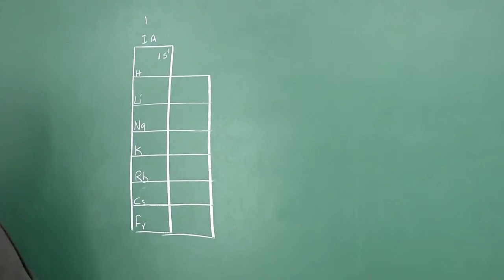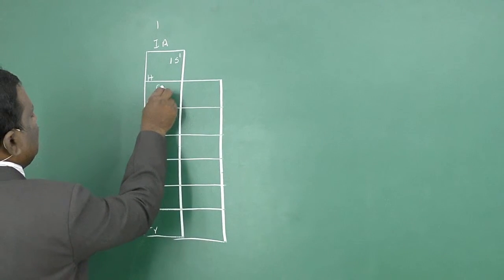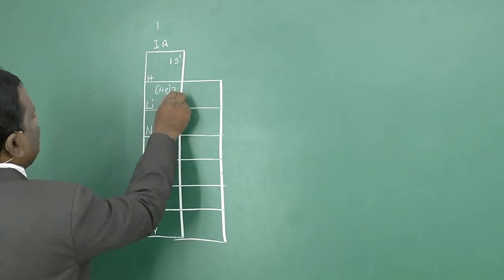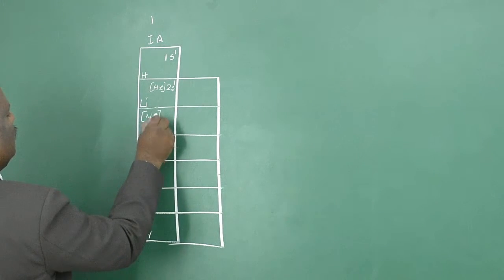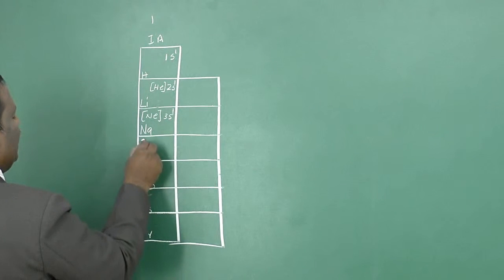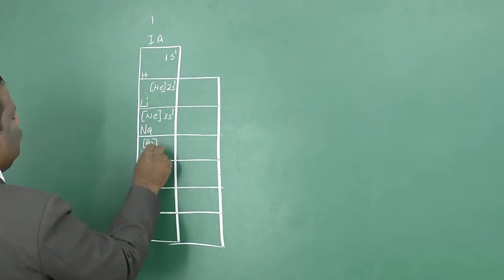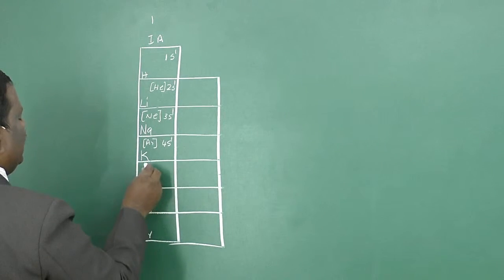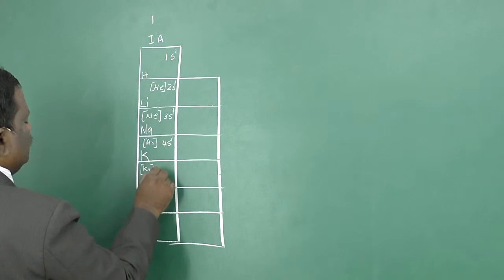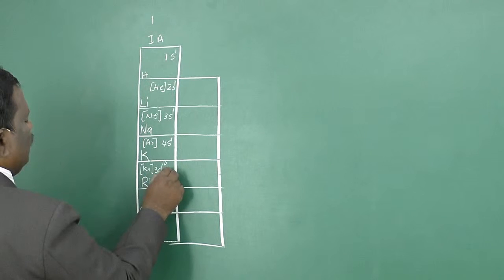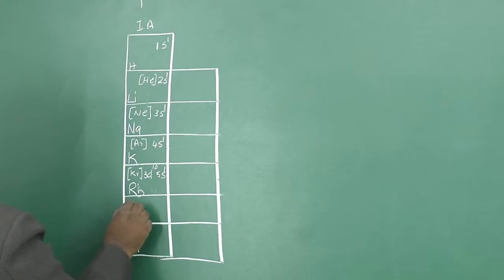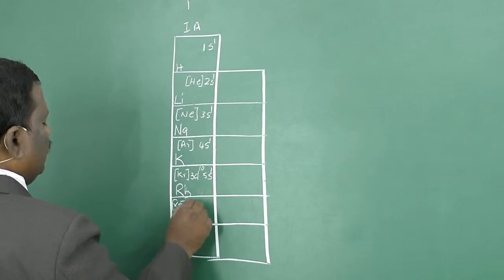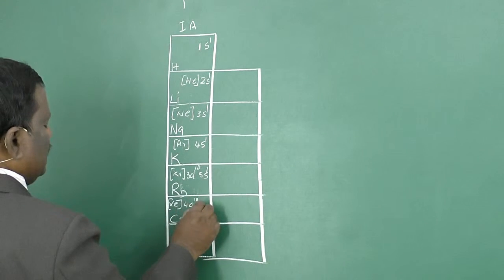Whereas in lithium we have 3 electrons, so its electronic configuration is helium core, that is 1s2 and 2s1. And in sodium it is neon, 3s1. For potassium it is argon, 4s1. For rubidium it is krypton, 3d10, 5s1. For cesium it is xenon, 4d10, 6s1.